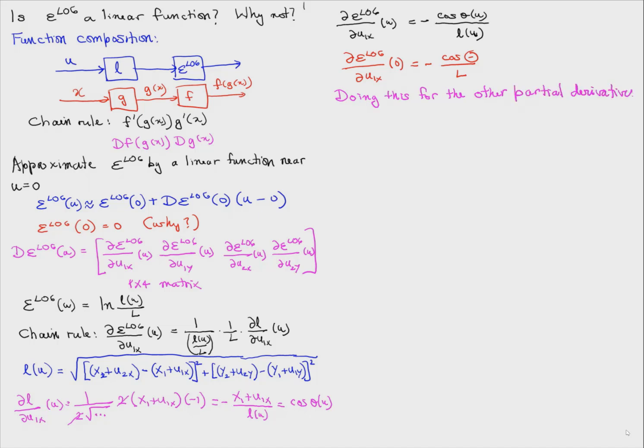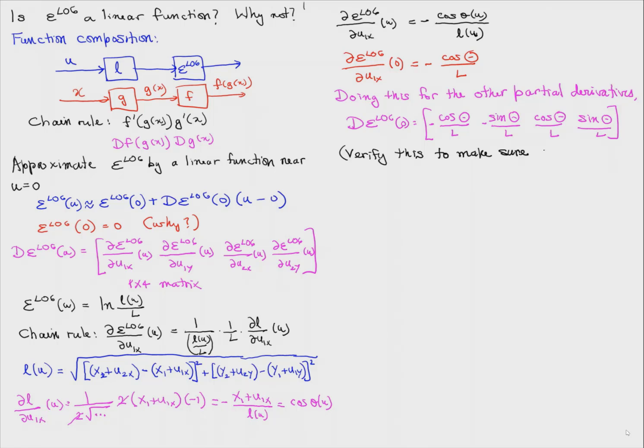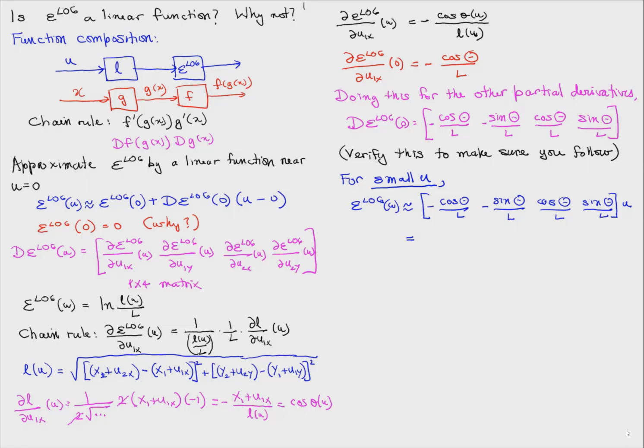Doing this for the other 3 partial derivative components, we get the matrix of partial derivatives at u equals 0 to be this: minus cosine theta over L, minus sine theta over L, and so on. So you should really do these calculations once yourself, just to make sure that we follow exactly what's going on. So for small u, that is u near 0, epsilon log can be approximated as this partial derivative matrix times u, which we can write like this.